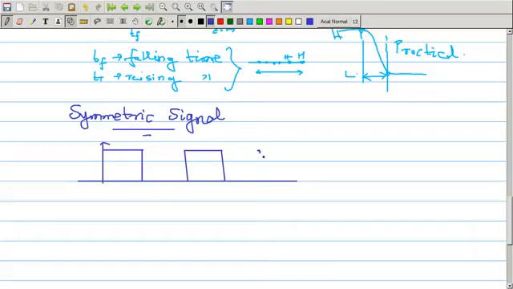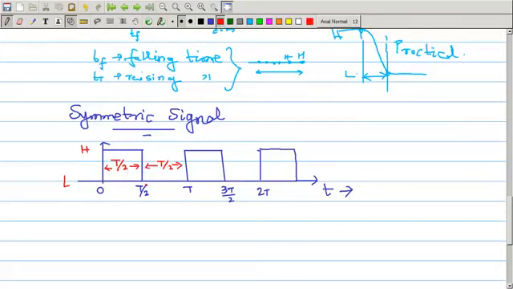Okay, so this one is a symmetric signal, that is, this is 0, this is T by 2, this is again T, right? So this is again 3T by 2, this is again 2T, and so on. So this is what a symmetric signal is. This high value occurs for a time of T by 2, and again the low value also occurs for a time of T by 2.